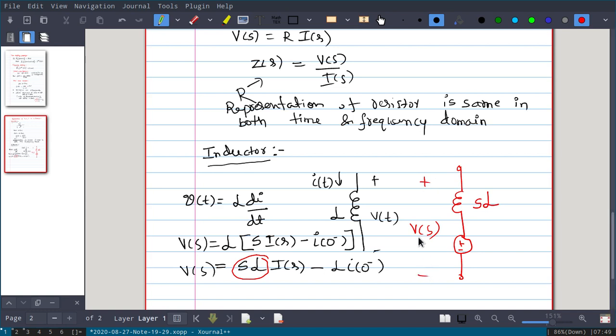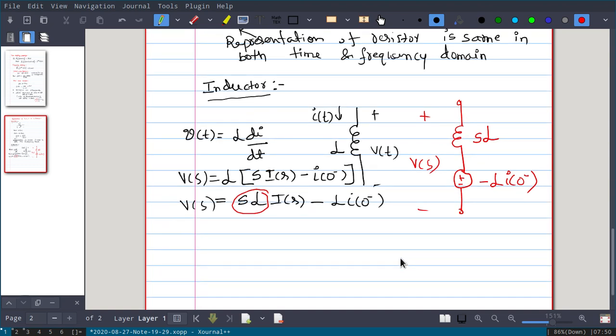Don't get confused here: V of s is not simply the voltage across the inductance. It is the voltage across these two components, one the inductor and the other a voltage source. That voltage source value is minus L of I of 0 minus. This is how you represent it. If you find a circuit like this in the time domain, the equivalent circuit in the frequency domain will be this. Why are we writing it in the frequency domain like this? So that we can easily solve using algebraic methods for V of s or I of s.